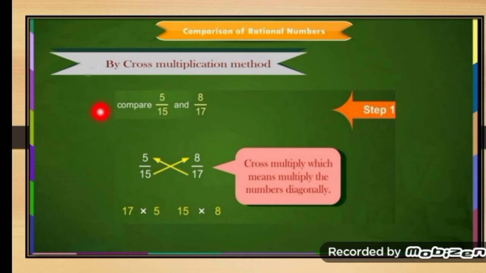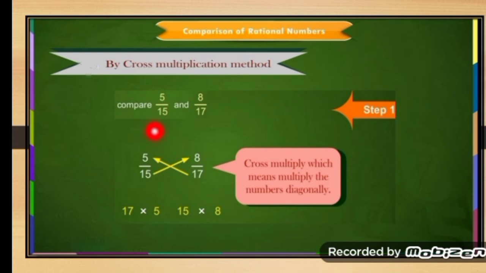There is another method for the comparison of two rational numbers. This method is known as the cross multiplication method. In this method, we multiply the numbers diagonally. Multiplying diagonally means that we multiply the numerator of the first rational number with the denominator of the second rational number, and the denominator of the first rational number with the numerator of the second rational number. This multiplication is known as cross multiplication.